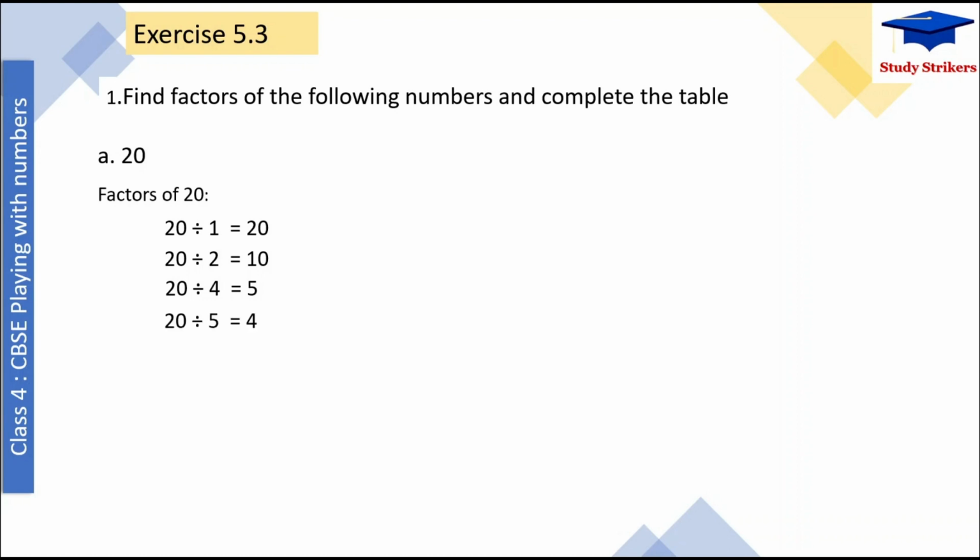Okay, 20 divided by 5 equals 4. 20 divided by 10 equals 2. Now here also we have skipped 6, 7, 8 and 9 because we know they cannot divide 20 completely.